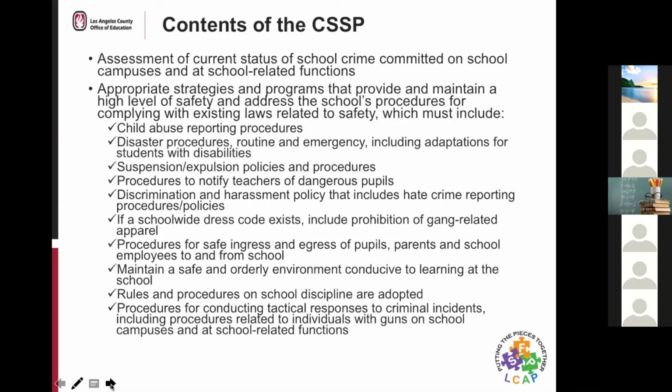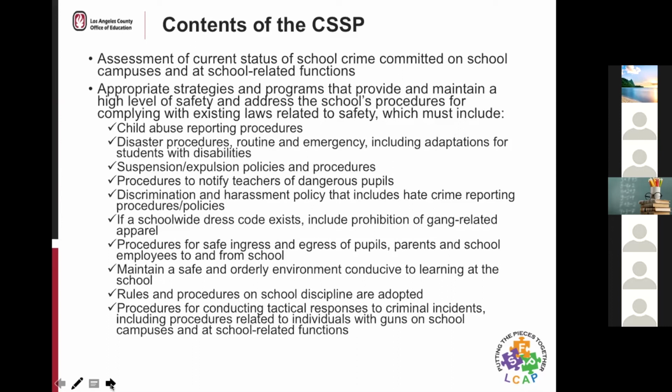So the contents of the Comprehensive School Safety Plan are also outlined in the Education Code. There are many required components that must be included in the plan, as well as some components that are encouraged under Education Code. Everything that's listed here on this slide falls under the required components. So it's important for LEAs and schools to become familiar with all of the sections of Education Code related to the Comprehensive School Safety Plan, because there are so many components that must be included in the plans. I'm not going to read through the whole list, but just to go through a few of them.